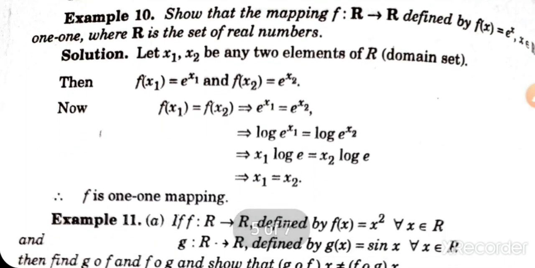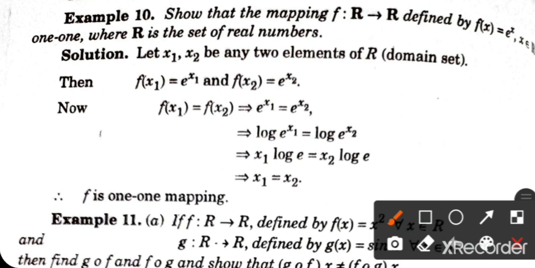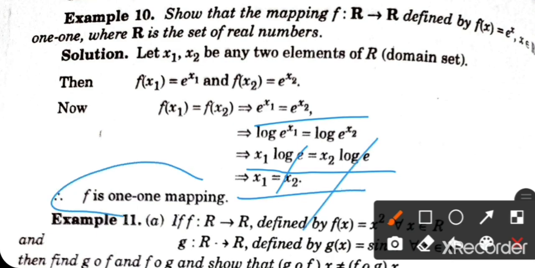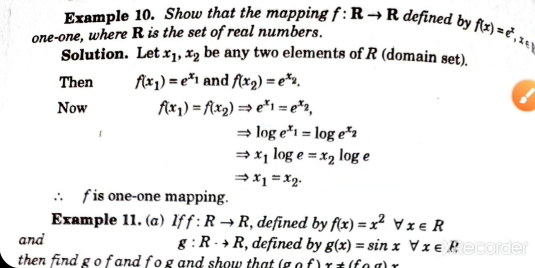Now we show that the mapping F from R to R, f(x) equal to e to the power x, is a 1-1 mapping. F of x1 is equal to f of x2. That means e to the power x1 is equal to e to the power x2. Consider log both sides. We get x1 log e is equal to x2 log e. If we cancel log e by log e, we get x1 is equal to x2. This is the condition of 1-1 mapping.